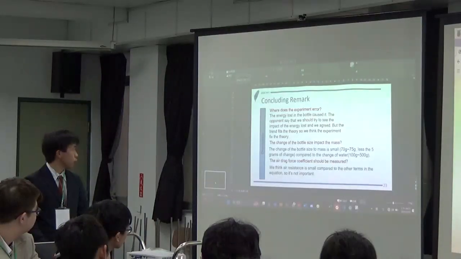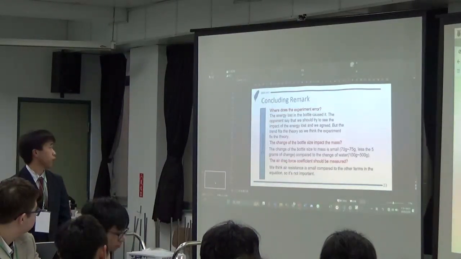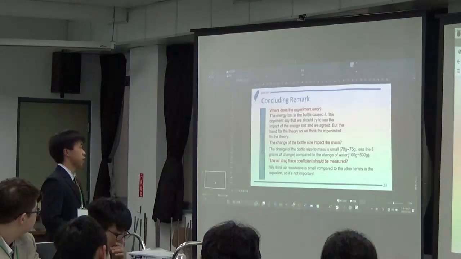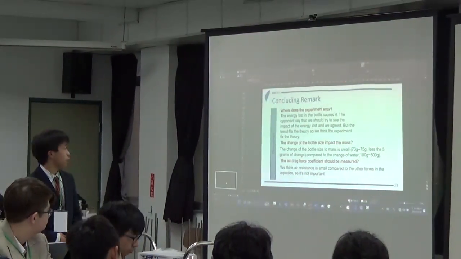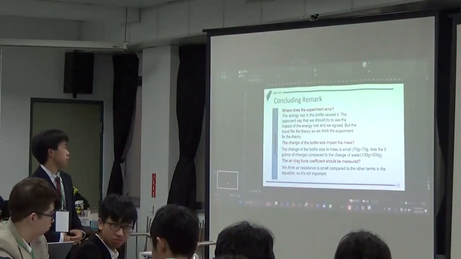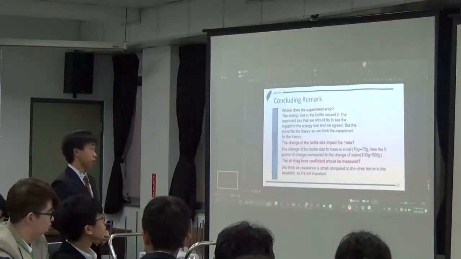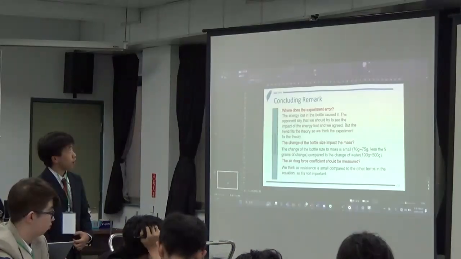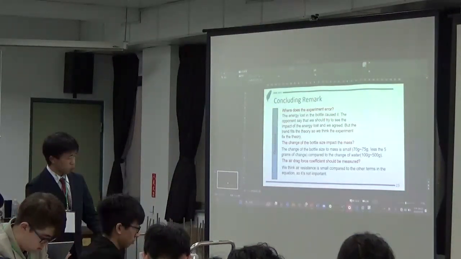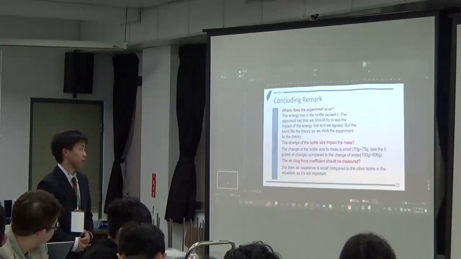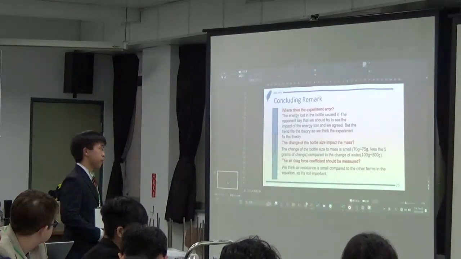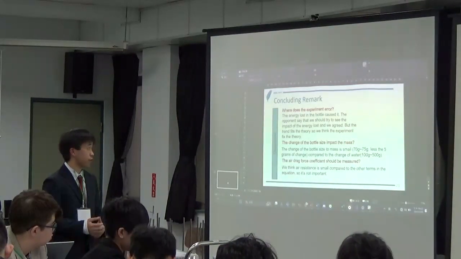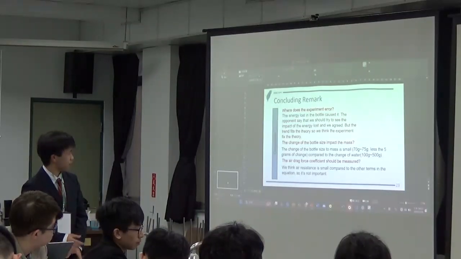They asked where the experiment error, the energy loss in the bottle, comes from. As I mentioned, the opponent said we should try to see the impact of the loss, and we agree. But to fix this theory and have the problem stated, what parameters affect the acceleration, and the trend fits the theory. So we think the experiment fits the theory.